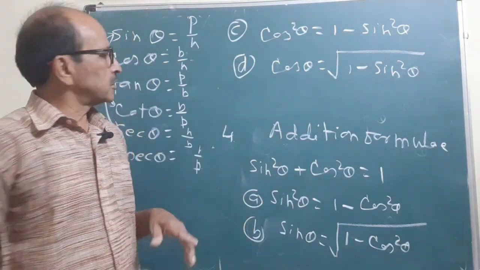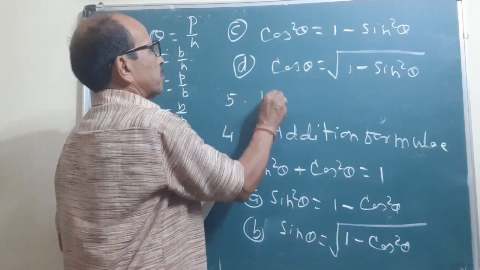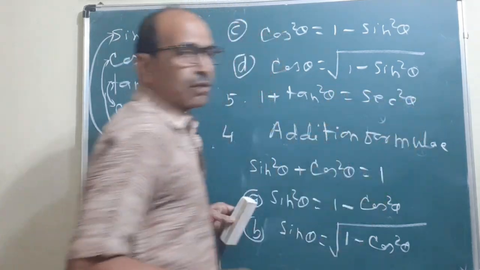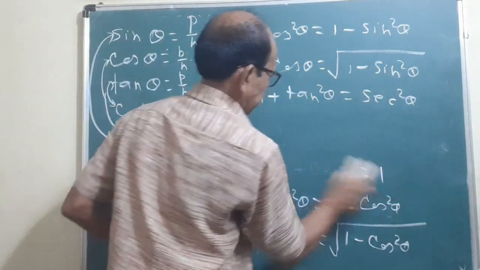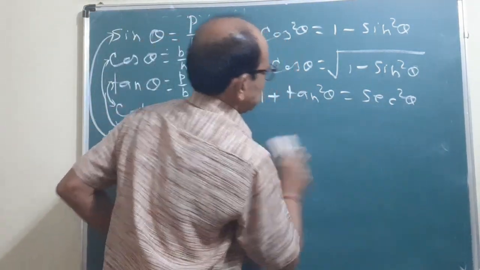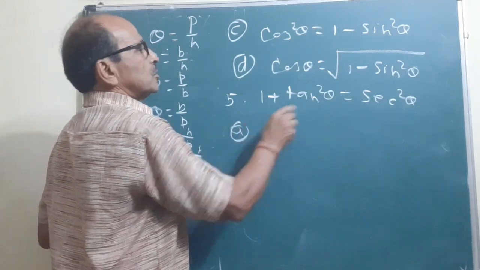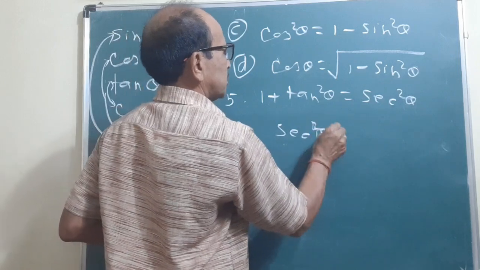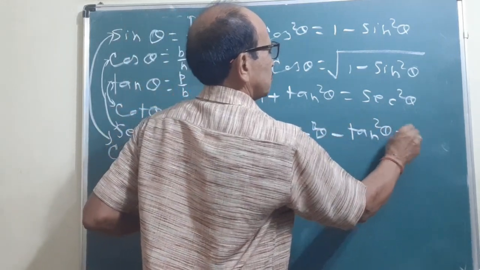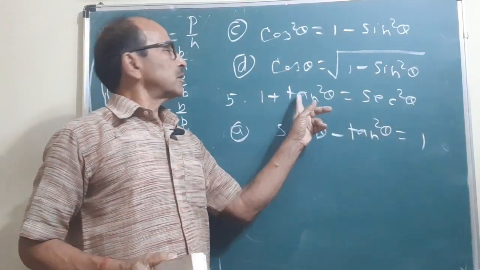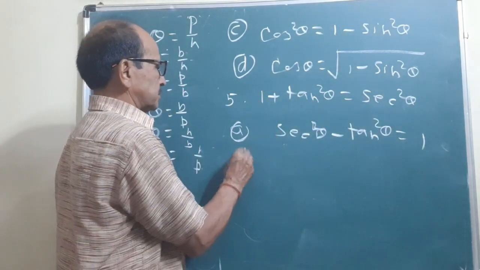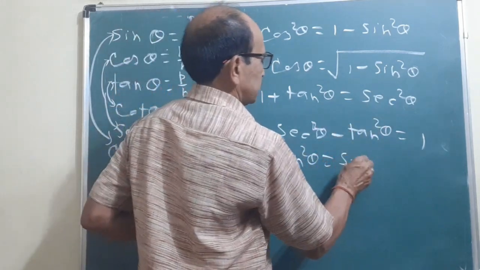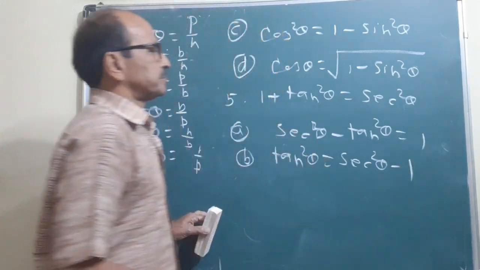From this you can derive 4 formulas. Fifth formula: 1 plus tan square theta is equal to sec square theta. So sec square theta minus tan square theta is equal to 1, and tan square theta is equal to sec square theta minus 1.